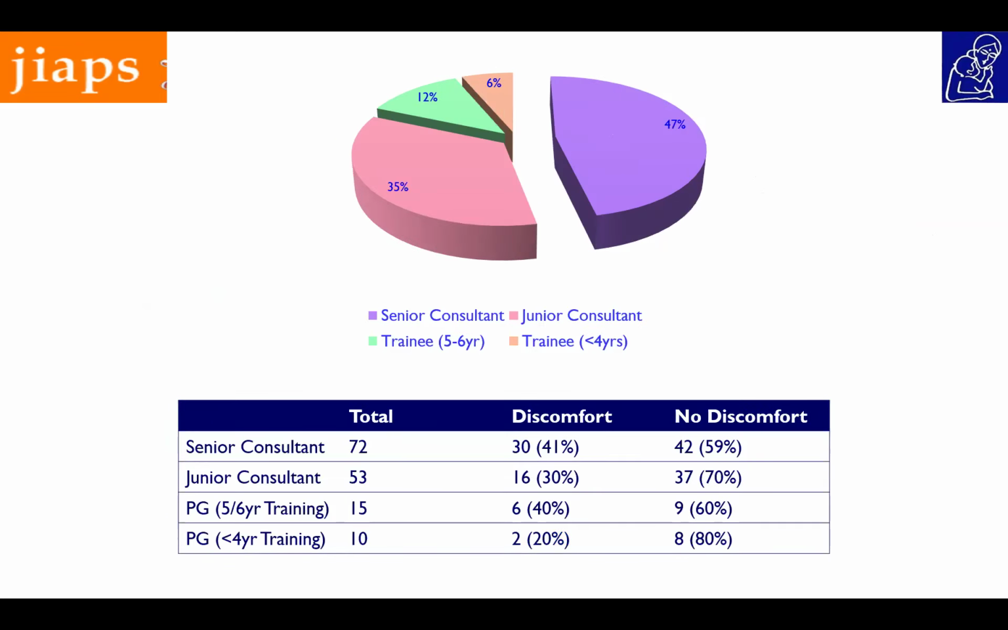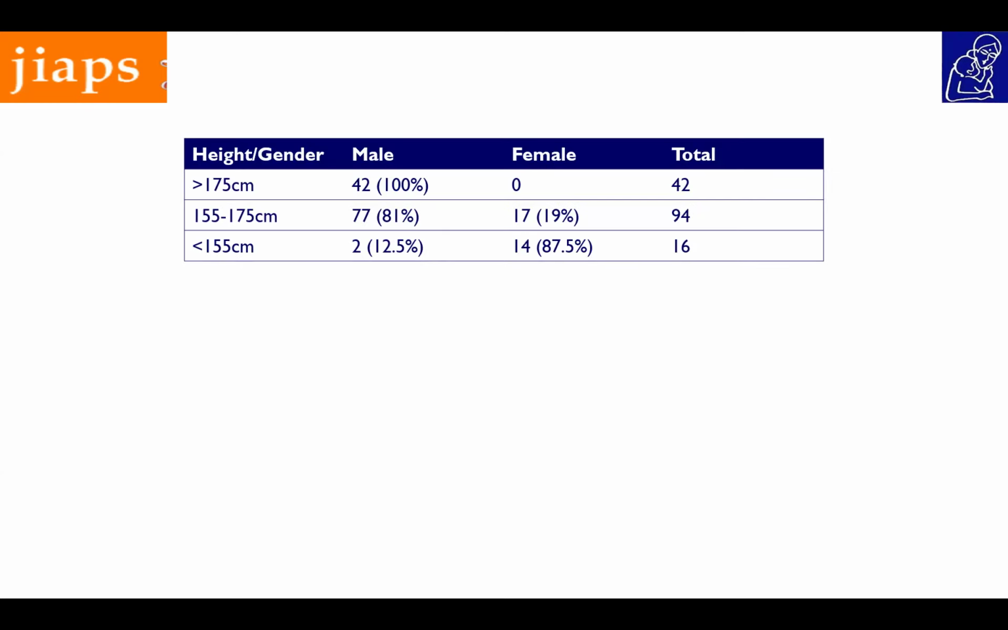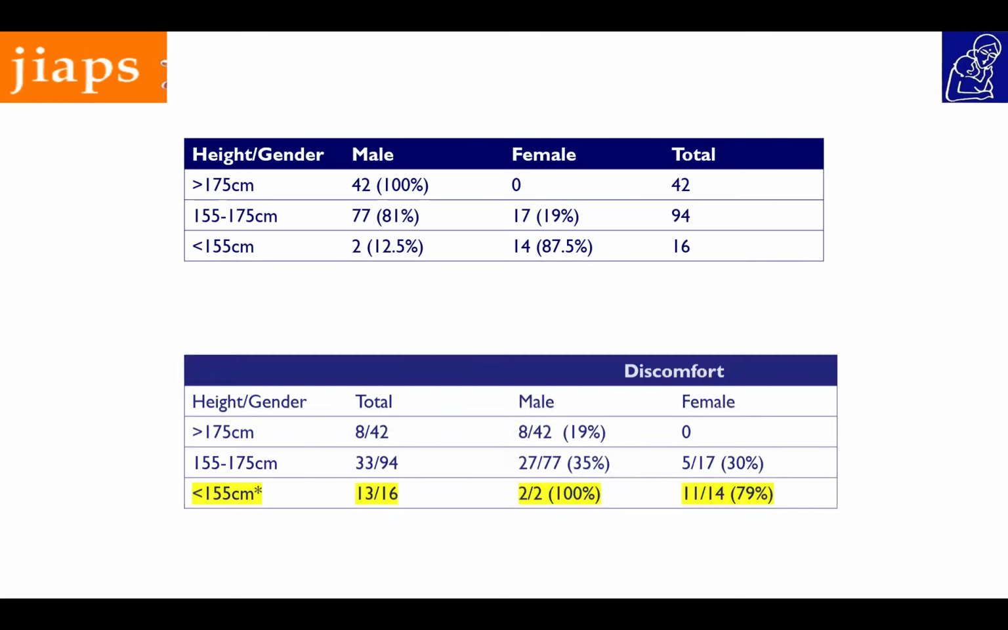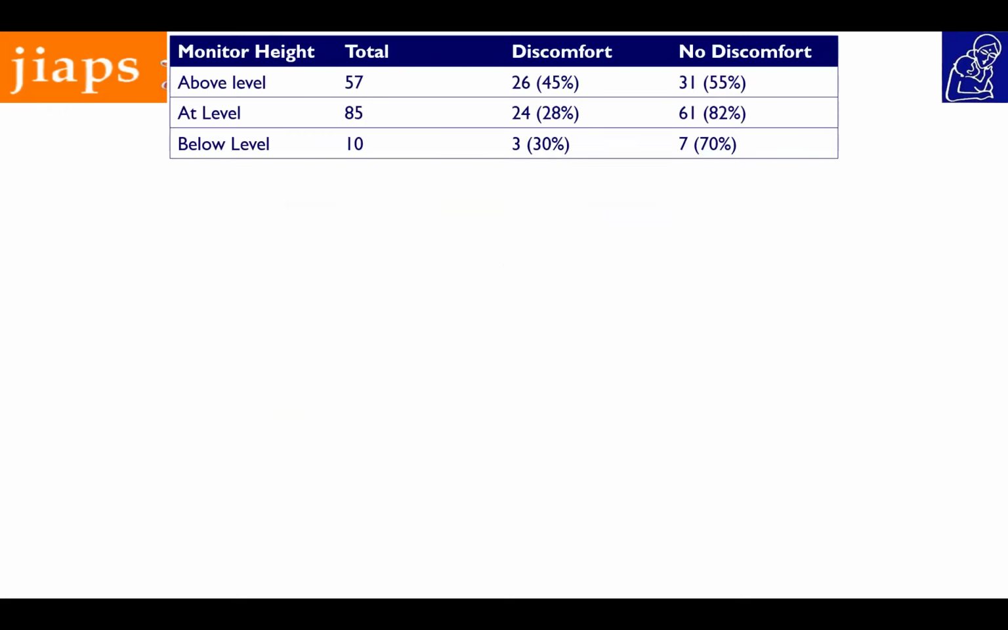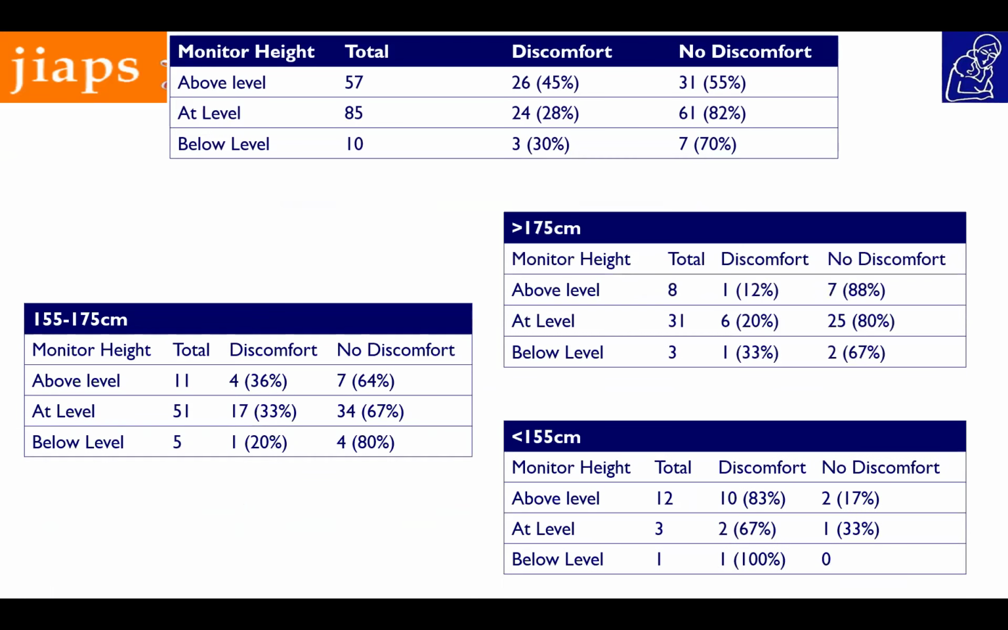And it was also noted in 41% of senior consultants and 40% of senior postgraduate trainees. When we correlated the height of the surgeon with the gender, we noted that the height between 155 to 175 centimeter noted most discomfort, and the height less than 155 centimeter in male resulted in like 100% and 79% discomfort in female surgeons.